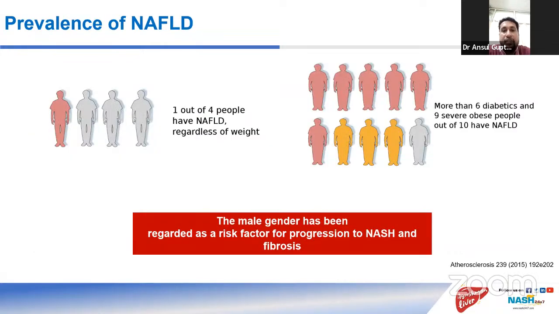What is the prevalence? Prevalence means how much is there in our population. One out of four patients have NAFLD regardless of weight, more than six in ten diabetics, and nine in ten severely obese patients have NAFLD. Now, generally, what we are seeing is one out of three patients, even school-going children, or urban or rural population, are also having NAFLD. So it is a very common disease. It is the next epidemic that we are going to see. Next slide, please.